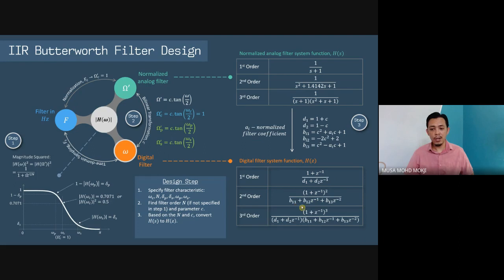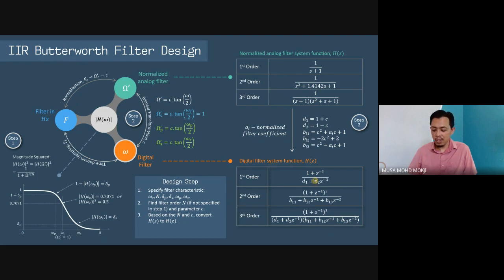So you have B11, B12, B13 there. You need to find the value of B11, B12, B13. For third order, you need to find D1, D2, B11, B12, B13. So when we put everything in steps, designing an IIR Butterworth filter is actually just solving these parameters: D1, D2, B11, B12, B13.